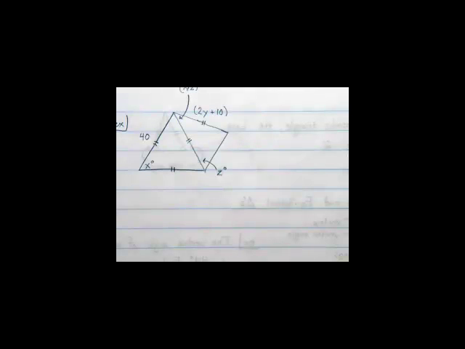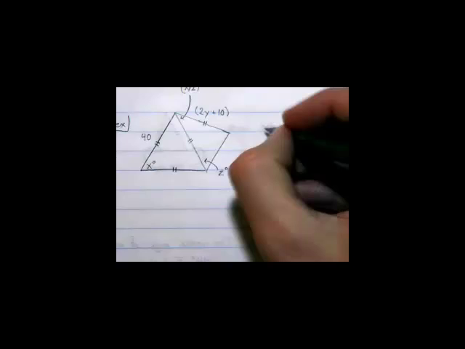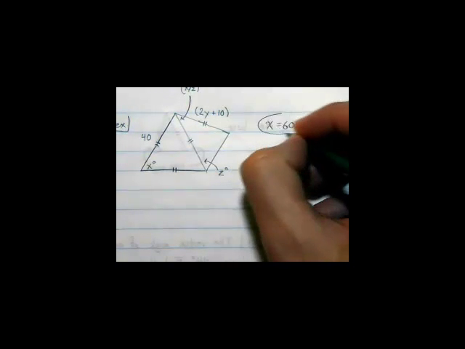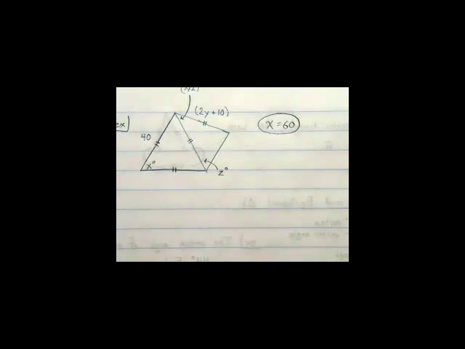X is an angle that is sitting in what kind of a triangle? Equilateral. So, what is x? 60 degrees. Easy. Okay, so we know x is 60 because it's in that equilateral.